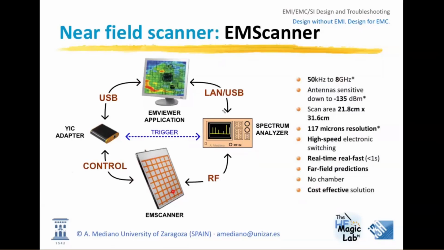The bandwidth of this kind of scanner is very wide. It's typically from 150 kilohertz to 8 gigahertz. We have very sensitive antennas down to minus 135 dBm. And the area of the scan, you will see later, is around 21 times 31 centimeters. We have a very high resolution, and if you are specifically interested in applications with high resolution, there is another model of EM scanner that is for that kind of application.